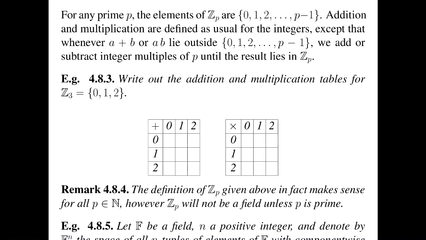So if p is 2, we're just talking about binary numbers, right? 0 and 1. So I'll let you think about what the multiplication table is for Z_2, but if we think about it for Z_3, it's a fairly concrete kind of thing.